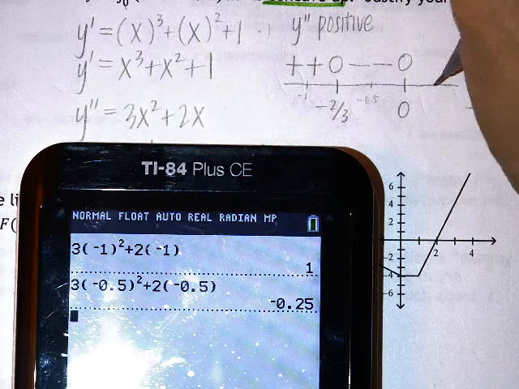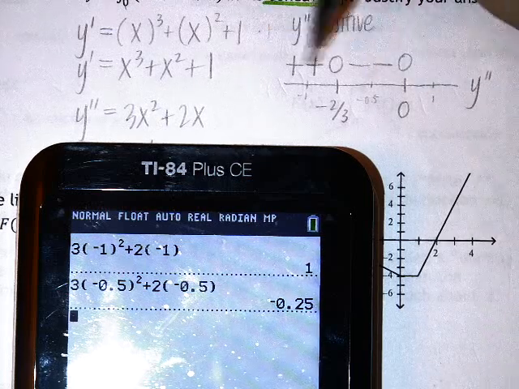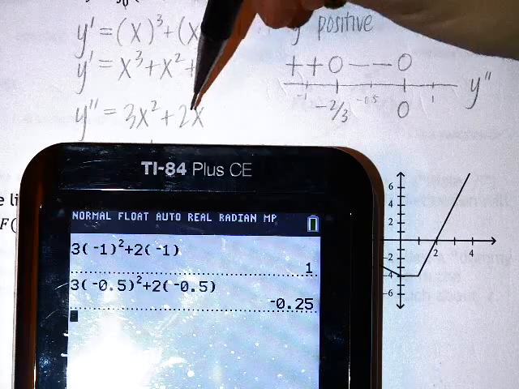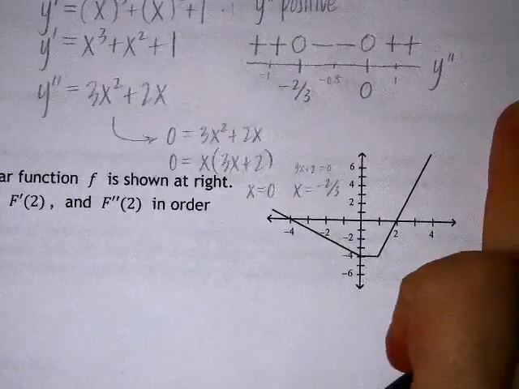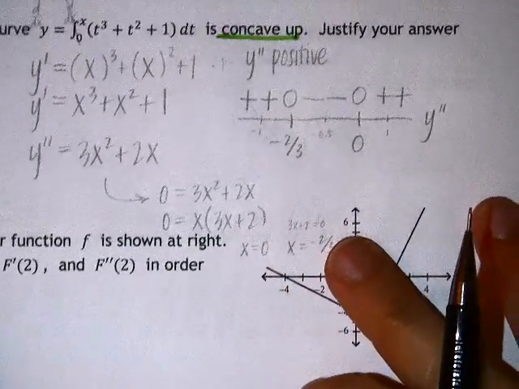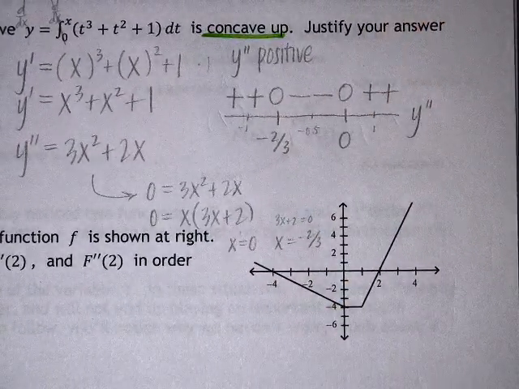Then I'll do one more test point. Maybe I'll pick like 1 for the last one. Now that one's pretty easy. 3 times 1 squared plus 2 times 1, that's going to be a positive answer. So I can tell where my line chart is positive, where my line chart is negative, and I can tell where my line chart has zeros.